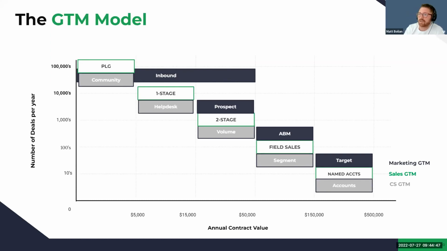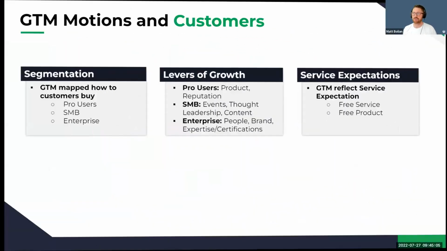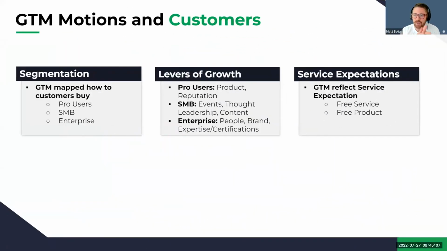Okay, so next, now I have this model, but that's not it. That's one thing, just to think about how sales and marketing and CS are done together. But there are some findings here that I think are important to look at. So here's the first: segmentation. We're going to go over each one of these visually as well.